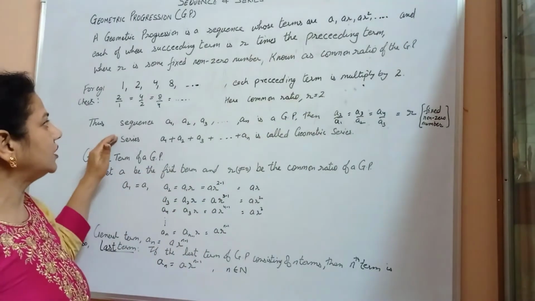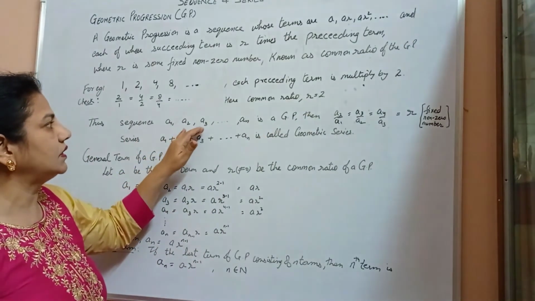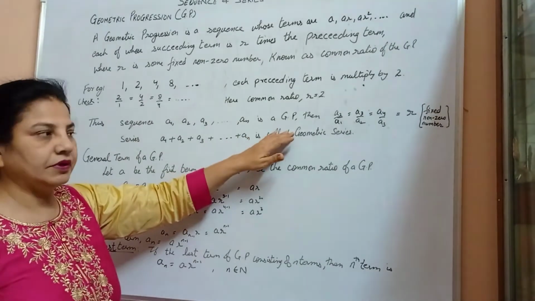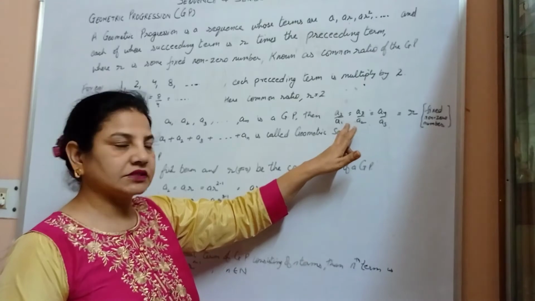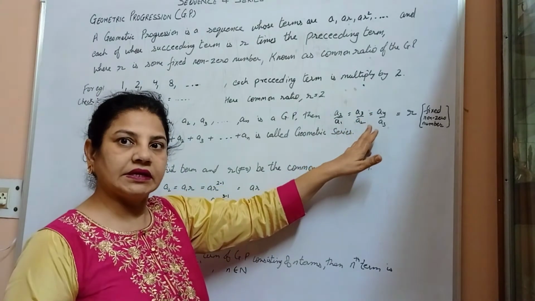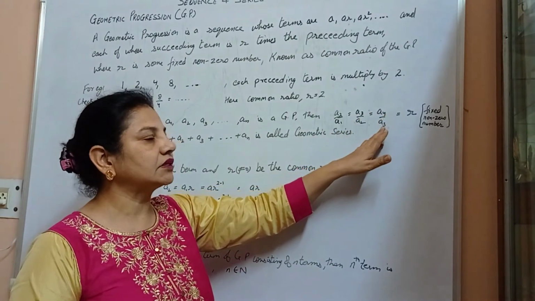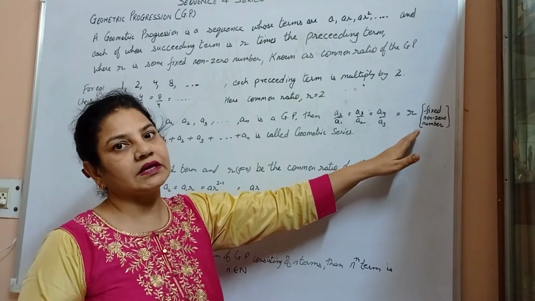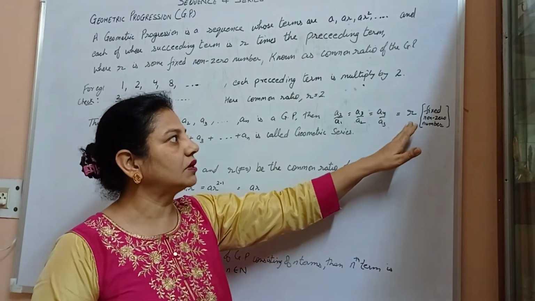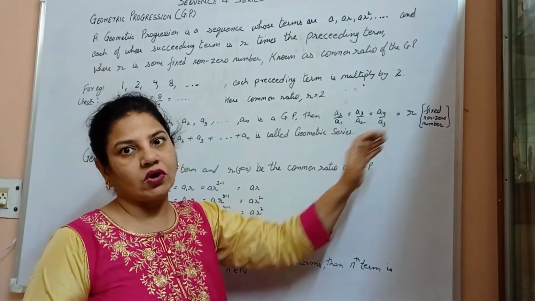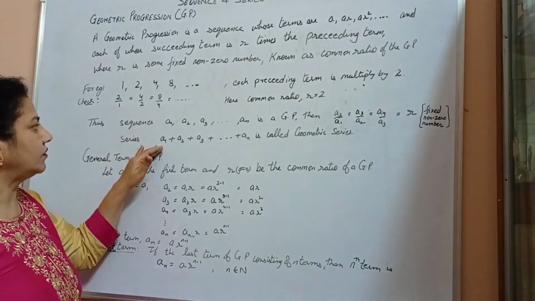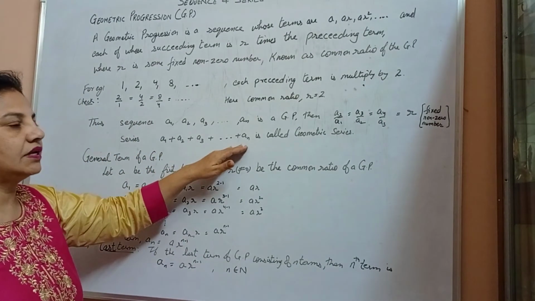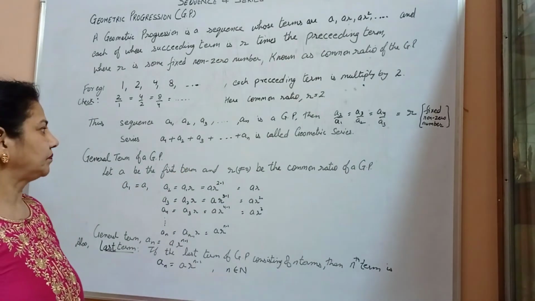So we can say the sequence a1, a2, a3 and so on, an are in GP. Then the second term divided by the first term, the third term divided by the second term, the fourth term divided by the third term and so on, we always get a fixed non-zero number, say r, which is called the common ratio. And the series a1 plus a2 plus a3 and so on up to an is called the geometric series.